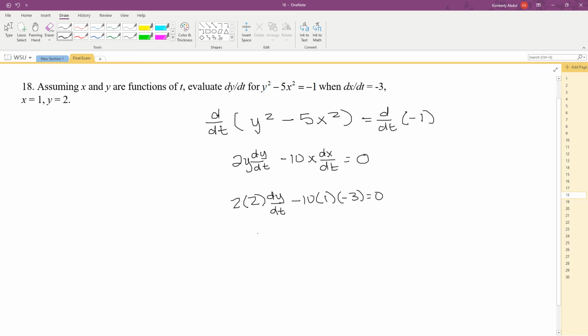Now I can simplify. 2 times 2 is 4 dy/dt. And then negative 10 times 1 times negative 3 is going to be positive 30. And that's going to still be equal to 0. So now I can solve this. If I subtract 30 from both sides, I'll get negative 30 is equal to 4 dy/dt. And if I divide both sides by 4, this is going to cancel, and I'll get dy/dt is equal to negative 15 over 2.